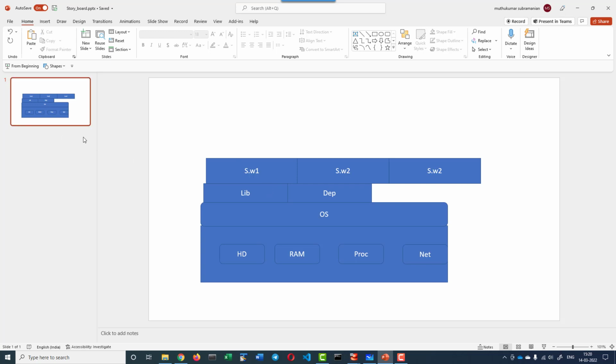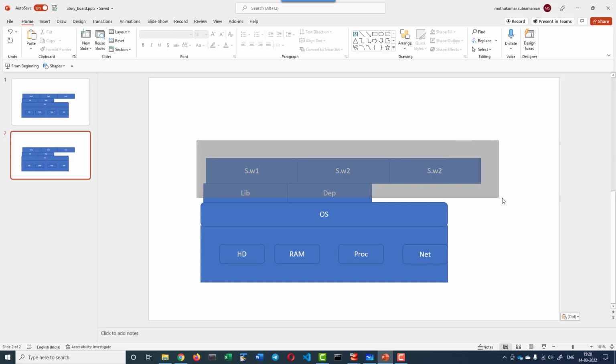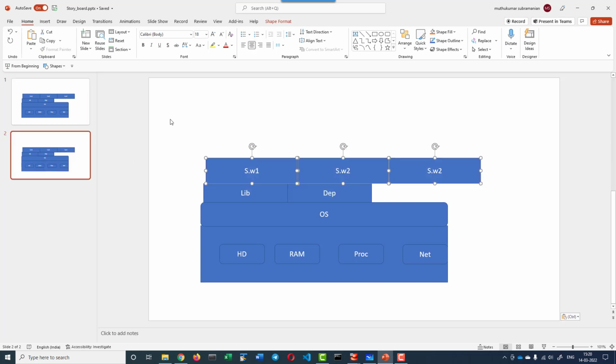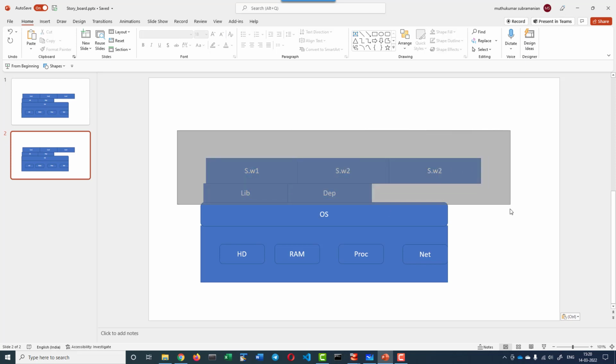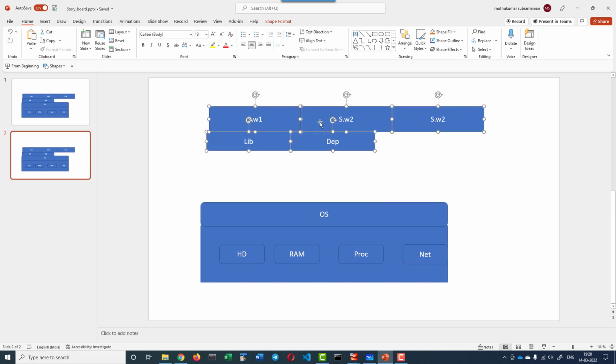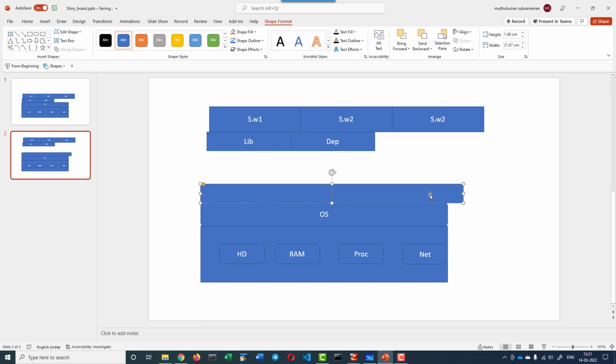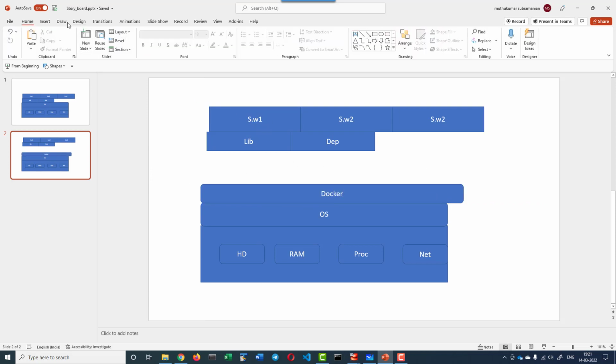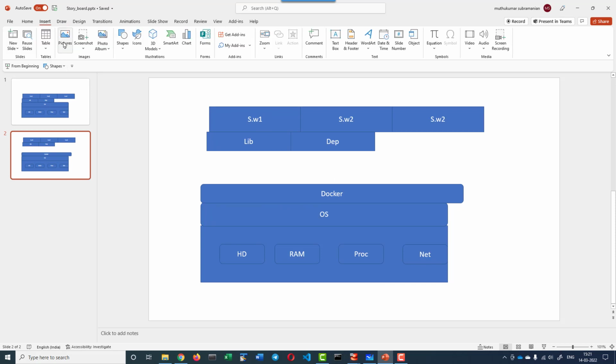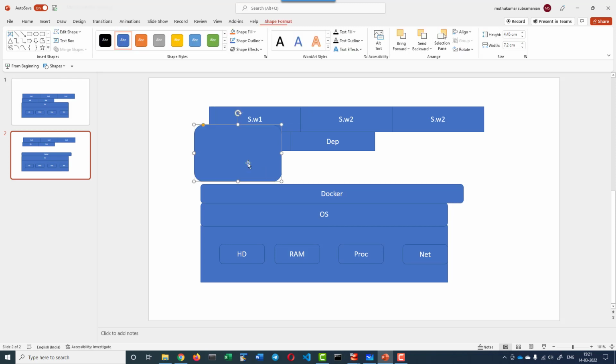So what happens within Docker: I will be installing the Docker software on top of the operating system, and Docker will be taking care of integrating or interacting with the kernel. And Docker will be deploying different containers within it. So I can have a number of containers.